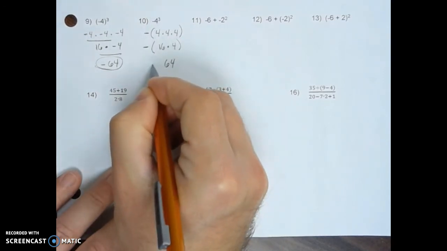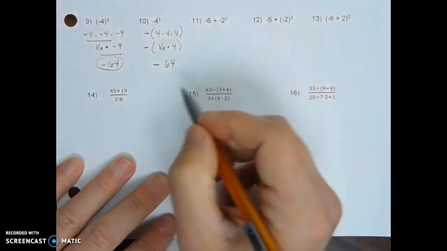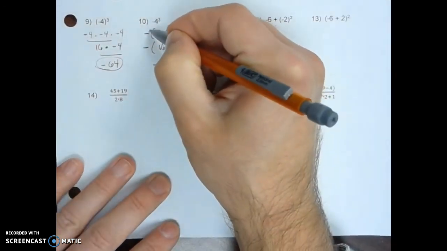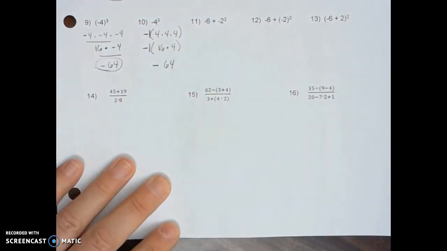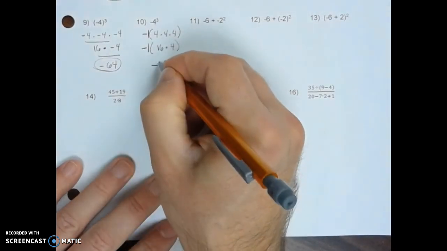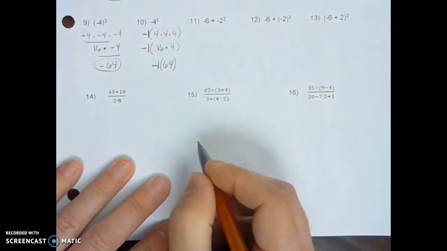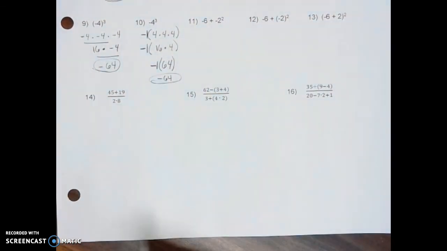And so we have this negative symbol on the outside. If we think about it, this negative symbol is the number -1 that's multiplying whatever I get when I do what's in the parentheses first. So this really means -1 times 64, which gives me a final answer of -64.